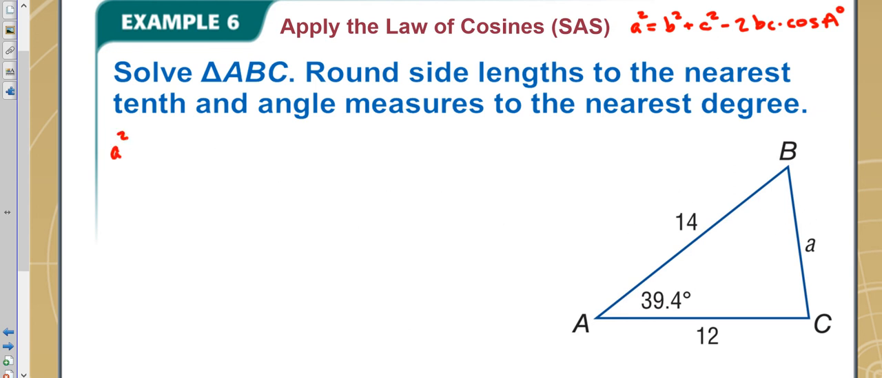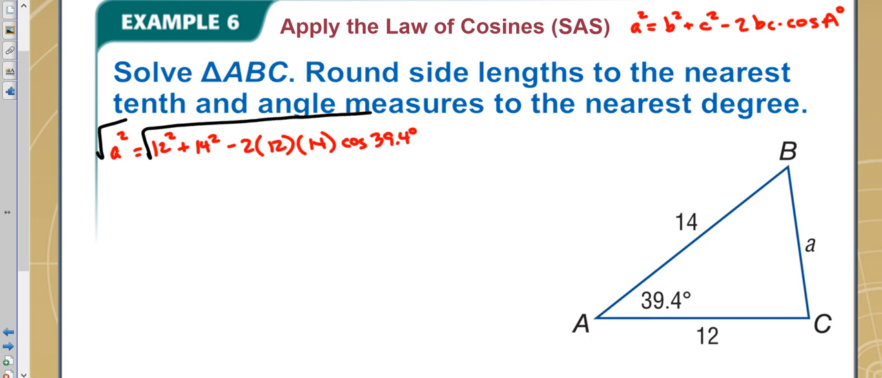Well, A squared is equal to B squared, which is 12 squared, plus C squared, which is 14 squared, minus 2 times B, which is 12, times C, which is 14, times the cosine of angle A, which is 39.4 degrees. Now that's just straight from the formula. So to get the answer here, I'll do a square root. Normally in mathematics, anytime you add a square root that's not originally there, you would do plus or minus. However, this has to be a positive angle, so I'm only going to look for the positive of this.